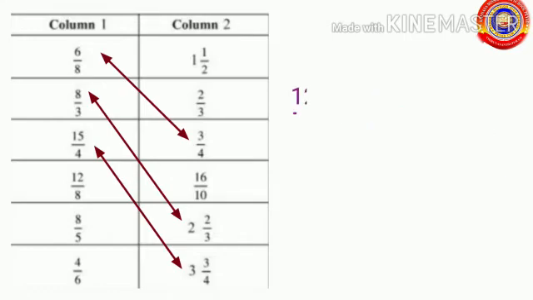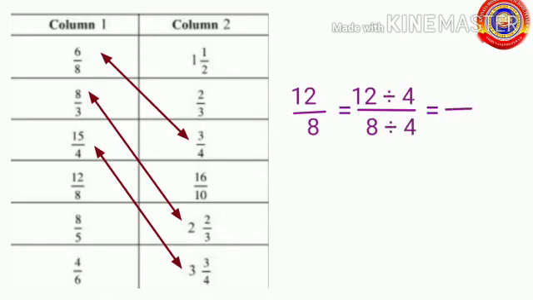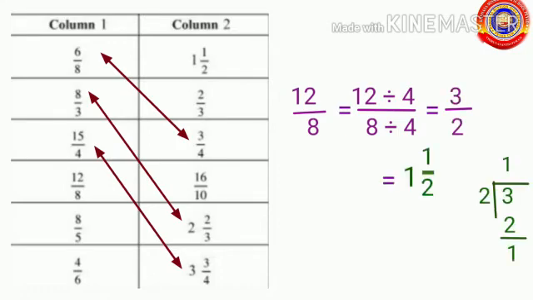Next question, 12 by 8. Can you find the equivalent fraction of 12 by 8? We can divide 12 and 8 by 4. Then 12 divided by 4 is equal to 3 and 8 divided by 4 is equal to 2. Then the equivalent fraction of 12 by 8 is equal to 3 by 2.